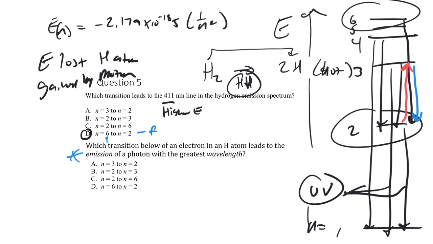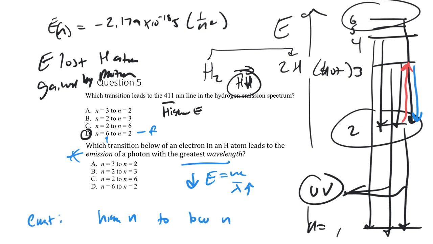And so then for the next question here, which transition below for an electron in an H atom leads to an emission of a photon with the greatest wavelength? So the greatest wavelength, to have a greater wavelength, means it's a lower energy transition. And so then emission, again, is from high n to low n. That's emission, means light's emitted, and then light would be absorbed by the opposite.